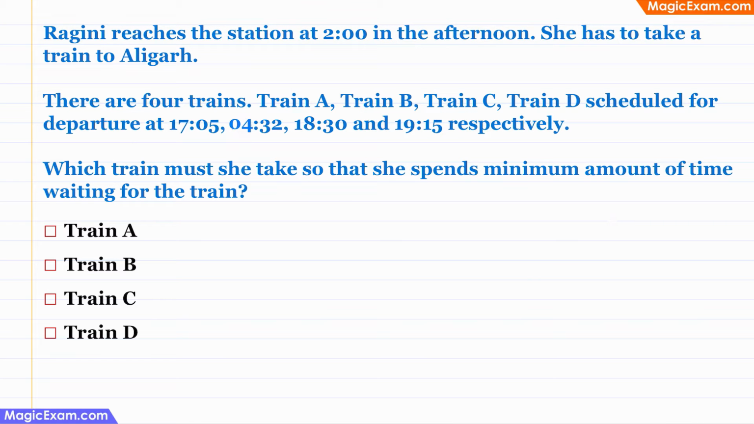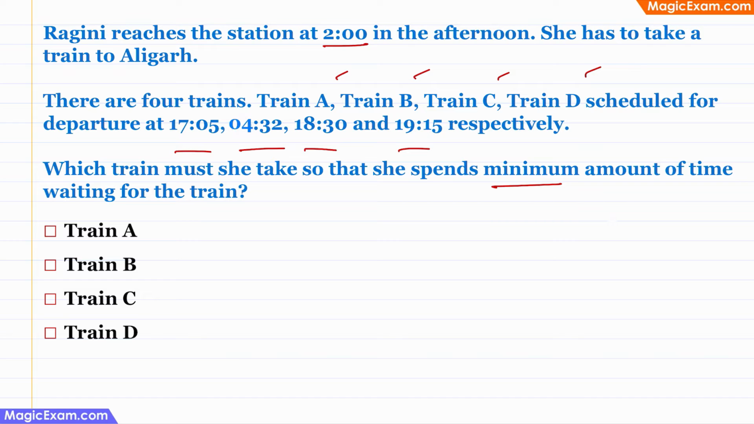Ragini reaches the station at 2 in the afternoon. She has to take a train to Aligarh. There are 4 trains A, B, C and D scheduled for departure at 17:05, 4:32, 18:30 and 19:15 respectively. Which train must she take so that she spends a minimum amount of time waiting for the train? So obviously she has to take the train which is departing the earliest after she has arrived at the station.